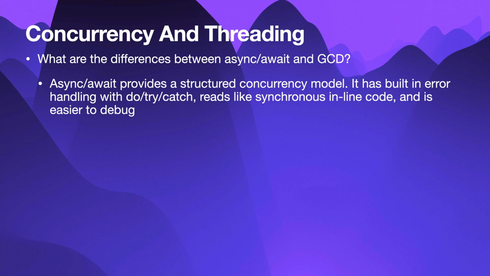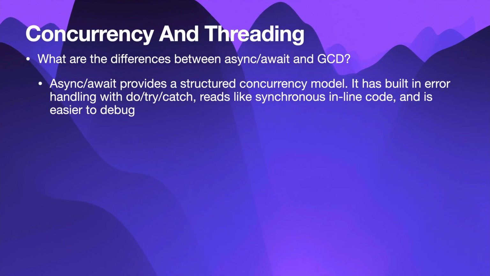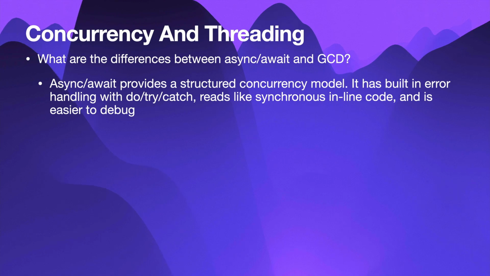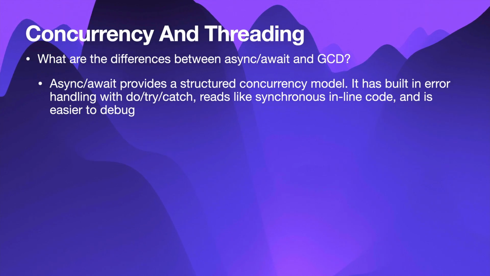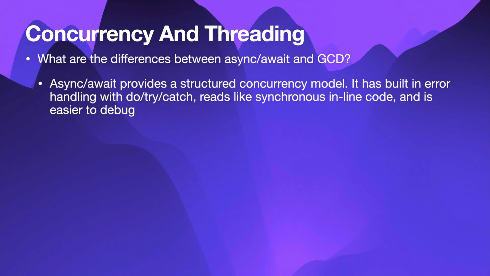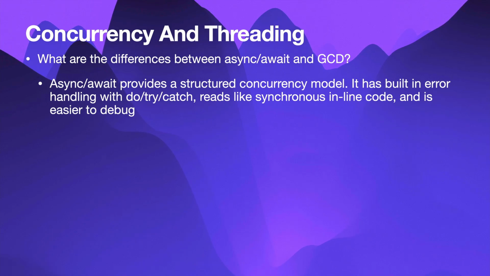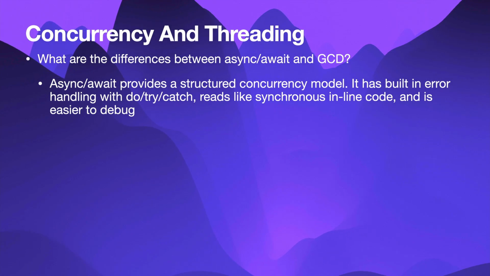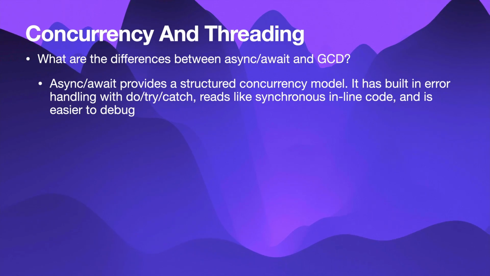And that is, at least as of now in 2025, an ongoing thing that is happening in the iOS community. So guys, to answer this question, async await provides a structured concurrency model. It has built-in error handling as well with do, try, and catch, and it reads like synchronous inline code and is easier to debug. So overall, what this question is asking is not just what the differences between the two are, but what the benefits of one versus the other are. And obviously, the async await model has significant benefits over using GCD.